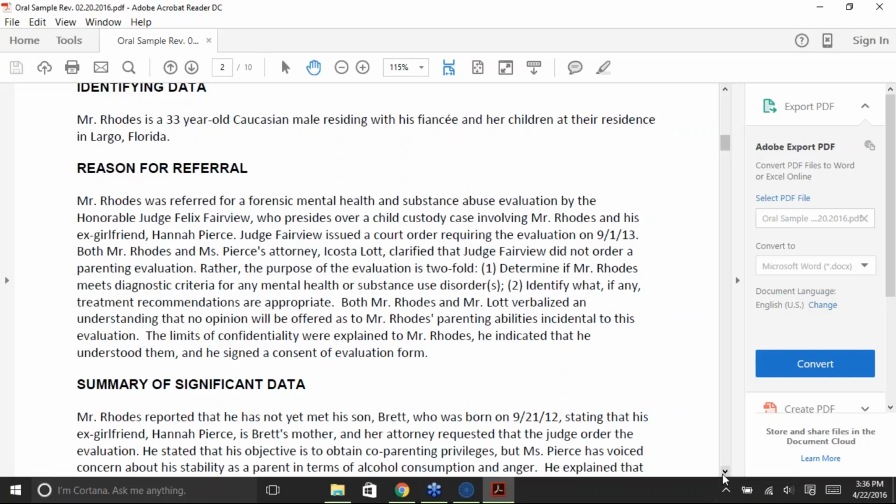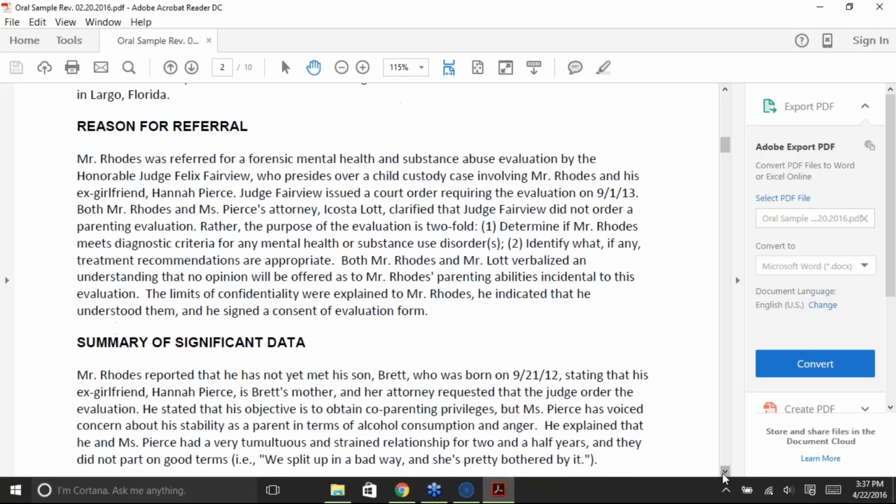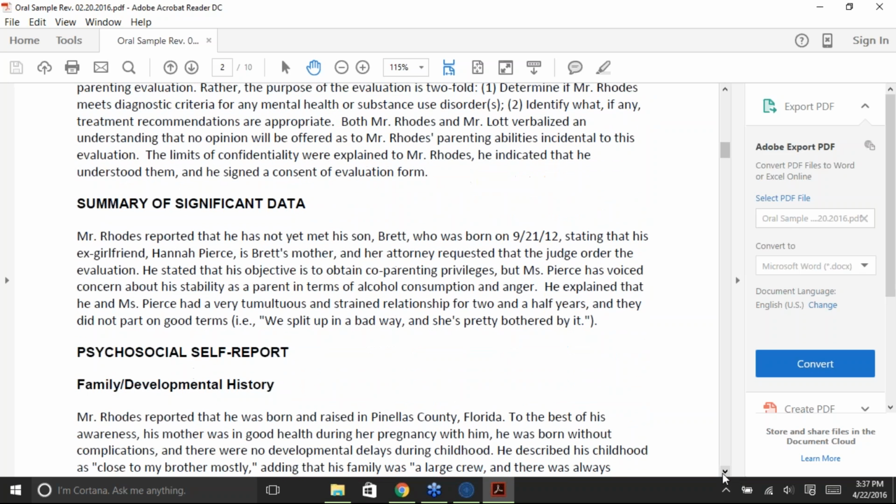So we put that line in there to sort of cover that base and document that we're providing that information.